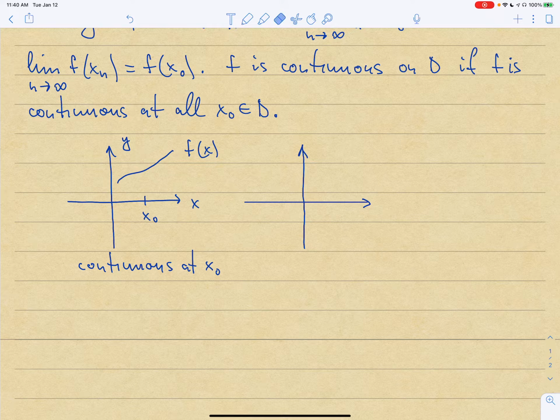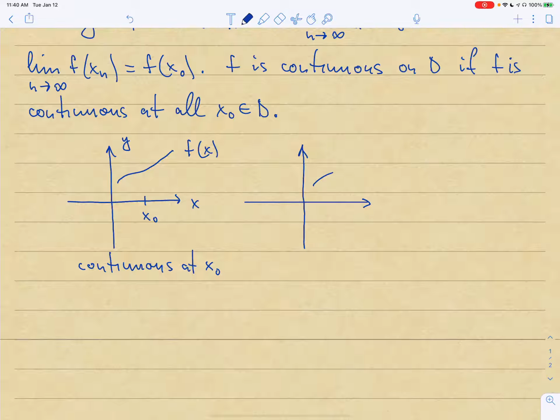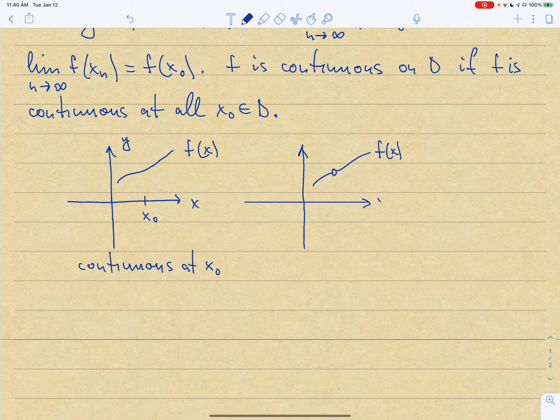Let's say I have a similar graph, but now at x0, we have a hole. So maybe this is x0, and this number will be y0. Clearly, I lifted the pen off the paper at x0, so this continues.